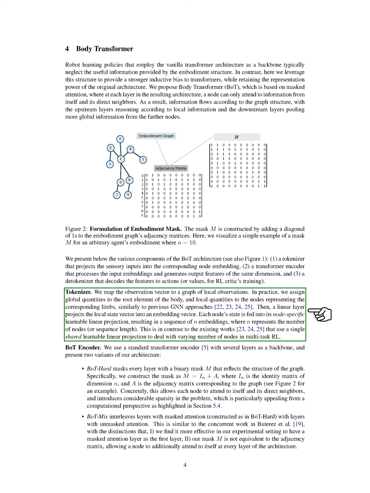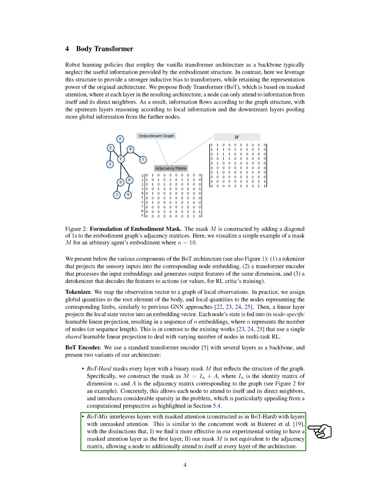In the tokenizer, we map the observation vector to a graph of local observations, assigning global data to the root and local data to limb nodes. A linear layer then transforms the local state vector into an embedding vector. Each node state undergoes a unique linear projection, resulting in a sequence of embeddings corresponding to the number of nodes.